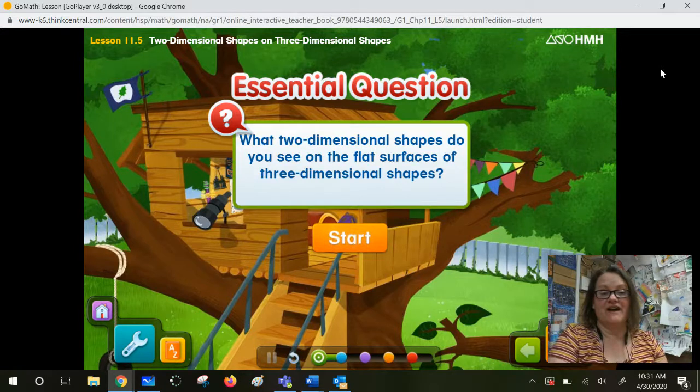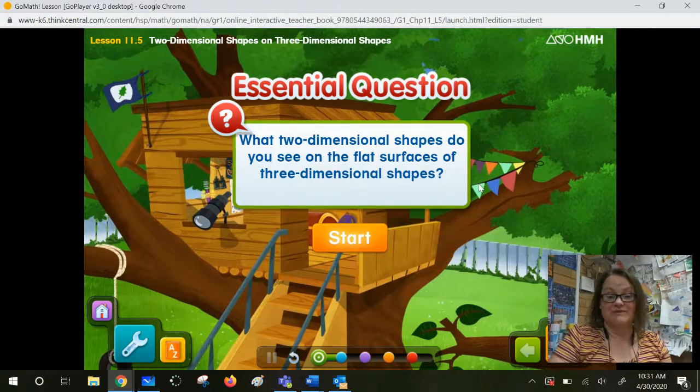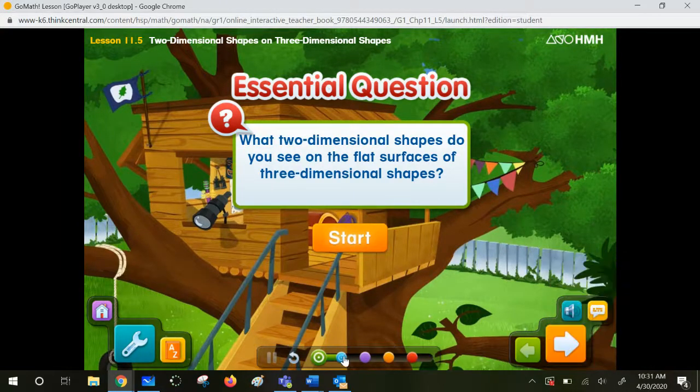We're at 11.5, and it says, what two-dimensional shapes do you see on the flat surfaces of three-dimensional shapes? So we're focusing on the flat sides of the shapes. So have fun, enjoy the ride, and learn a lot of math.